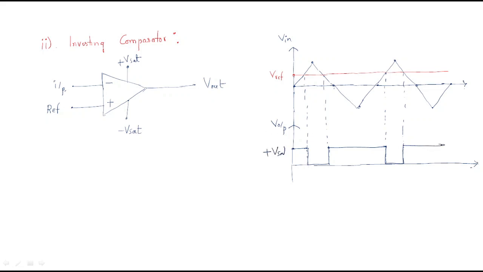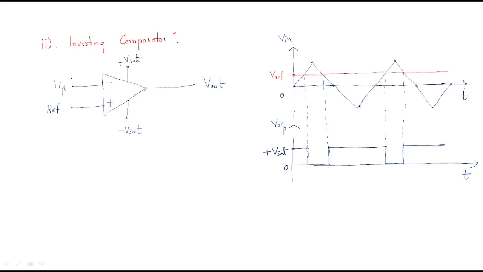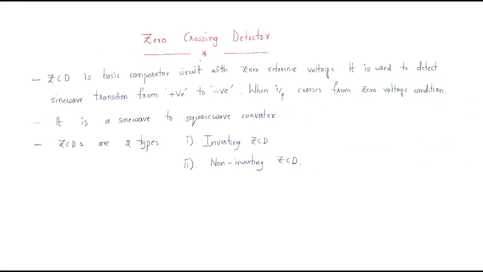Again it is the V saturation voltage, then 0. Again the saturation voltage and then 0. So this is the output of the inverting comparator. The inverting comparator output is the reverse of the non-inverting comparator, because in the non-inverting comparator the input is given to the positive terminal and the reference is given to the negative terminal. In the inverting comparator, the input is given to the inverting terminal and the reference is given to the positive terminal. Wherever the positive terminal is, that should be high, and the remaining terminal should be low, then we get those results.